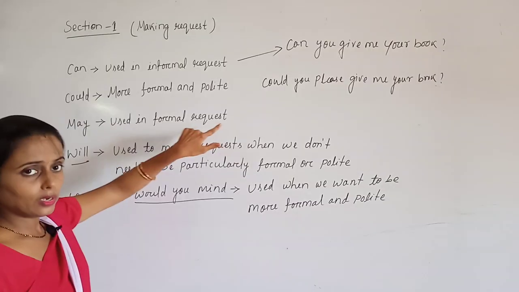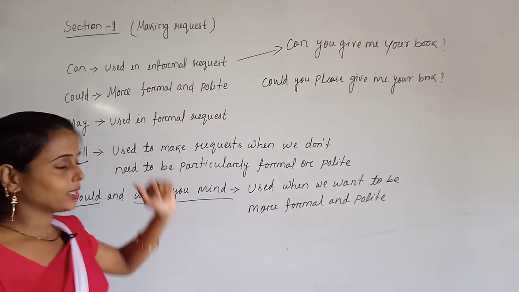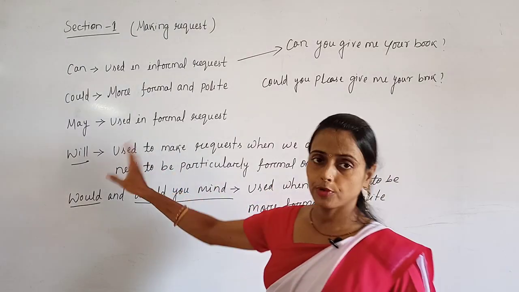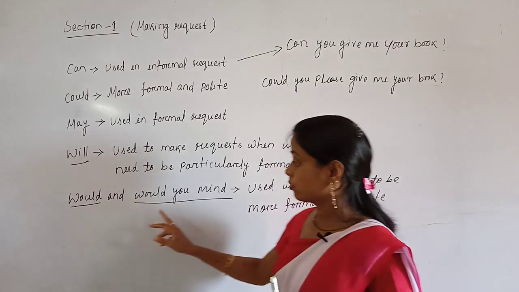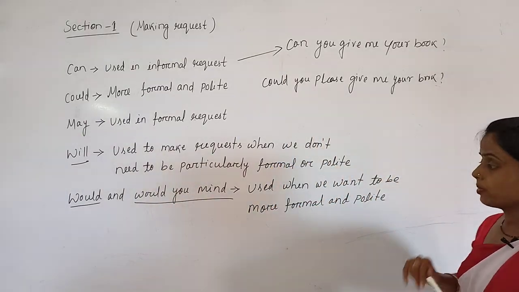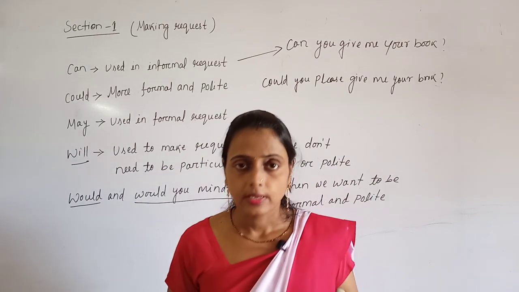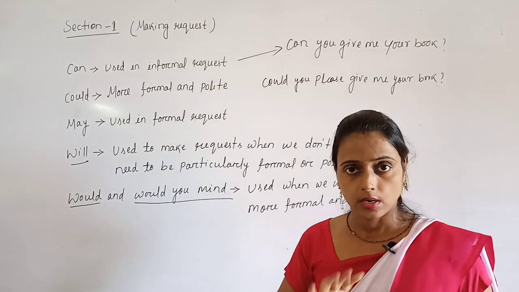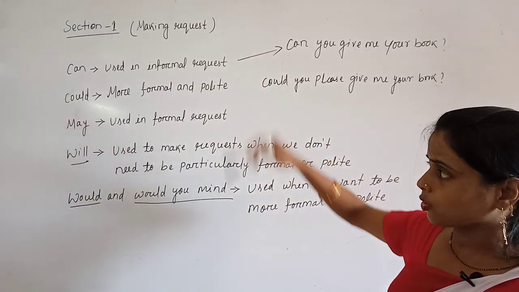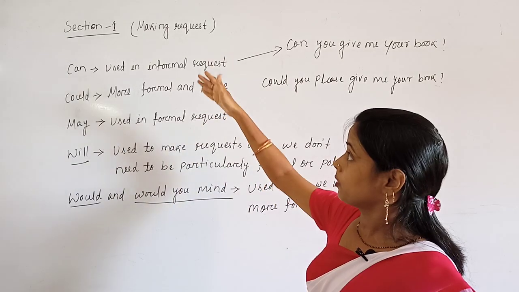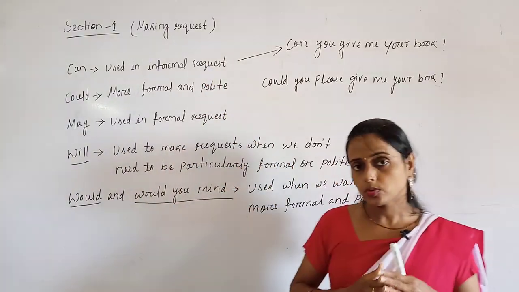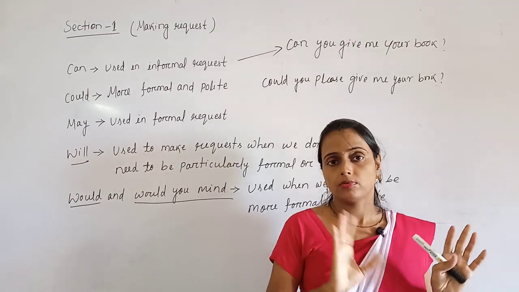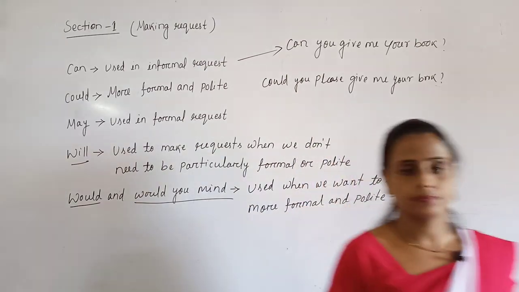May is used in formal request. Will is used to make request, but we don't want to be particularly formal and polite. In that case, will is used. And when we have to use would and would you mind? When we want to be more formal and polite. More formalness and more politeness is expressed. In that case, we have to use these two modals. Understood? Is it clear? Your section 1 is all about these modals. It is all about making request. So, now we are going to discuss, there are only 3 activities, activity 1, 2 and 3. We will discuss a few of the questions from all these 3 activities. Okay?